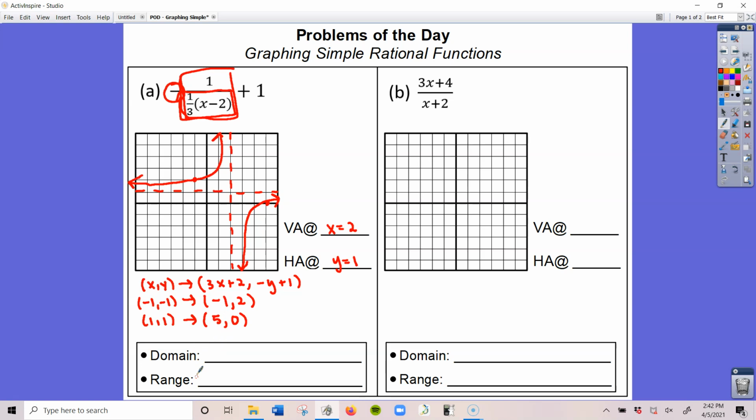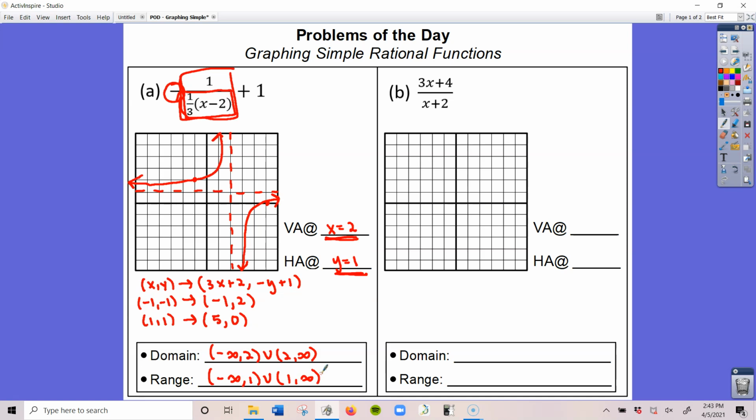Now remember that the domain and range are affected by your asymptotes. The domain is all x's except for my excluded value, which is x is equal to 2. So my domain is going to be -infinity to 2, union 2 to infinity. The range is all of the y values except for where we have the horizontal asymptote, since that would be excluded from the range. So the range would be -infinity to 1, union 1 to infinity.